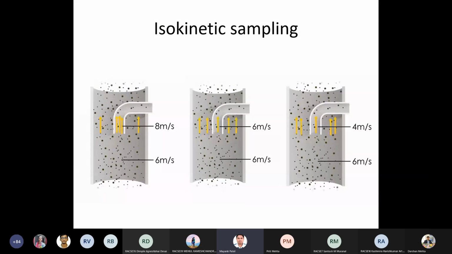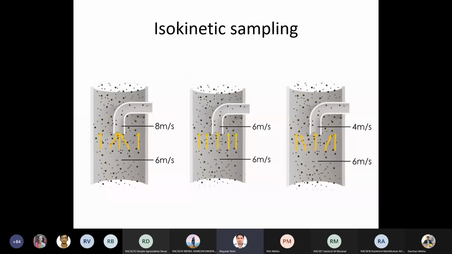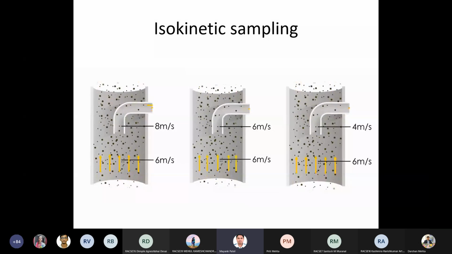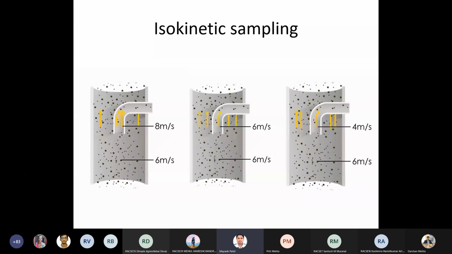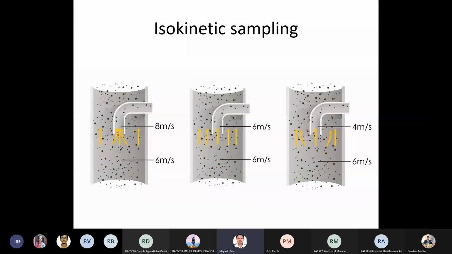So if your rate is higher, then a higher amount of particulate matter will be sampled than the actual concentration within the stack, as in the case with the first stack, where 6 meter per second is the stack velocity and the sampling rate is 8 meter per second.